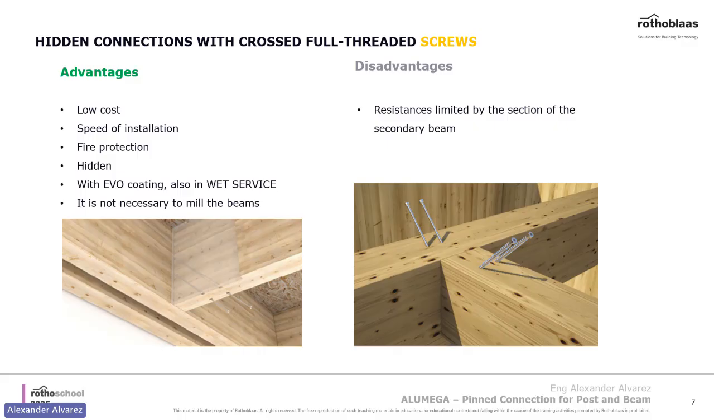So depending on how wide the beam is, you can fit at least one cross screw on each side. If they're wide, obviously you can fit more, but you also have to think about the minimum distance as well. So that's something to keep in mind.